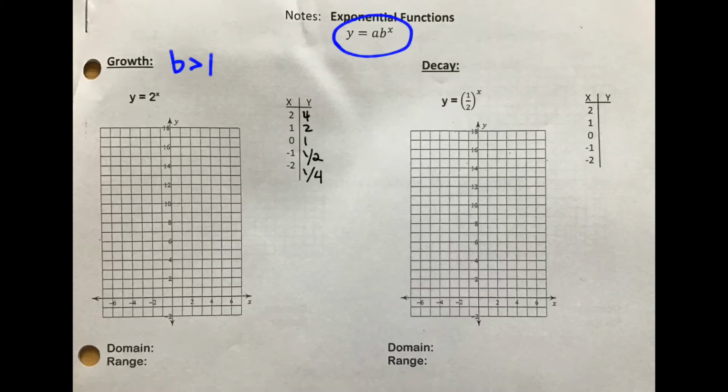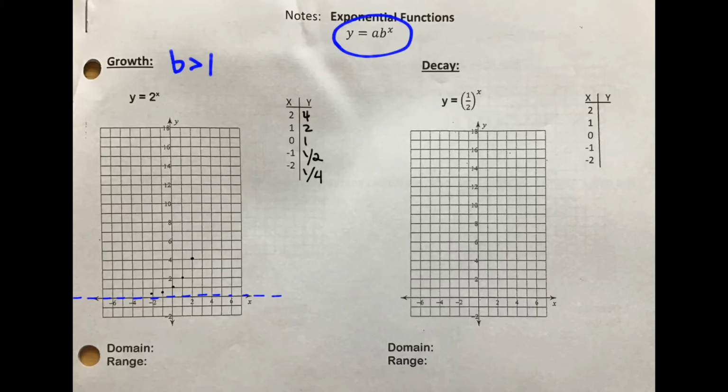When I graph these coordinates, -2, 1/4, -1, 1/2, 0, 1, 1, 2, 2, 4. Now, one of the things I want you to notice about this graph is that if I kept going in the negative x direction, so -3, -4, -5, -6, it would keep getting to be a smaller and smaller fraction. So it would never become 0, ever. So we have what is known as an asymptote, which you've seen before. So in this case, we have that imaginary line that is graphed as our asymptote.